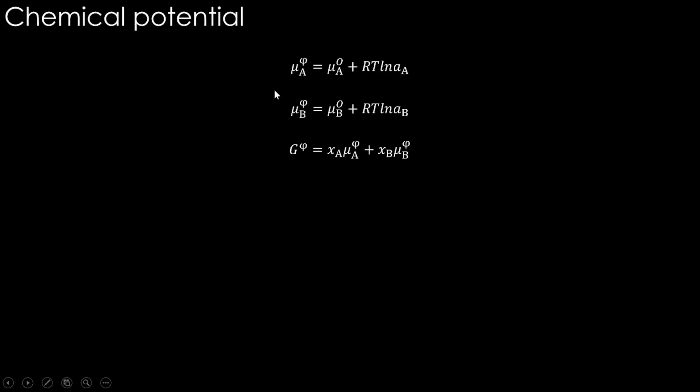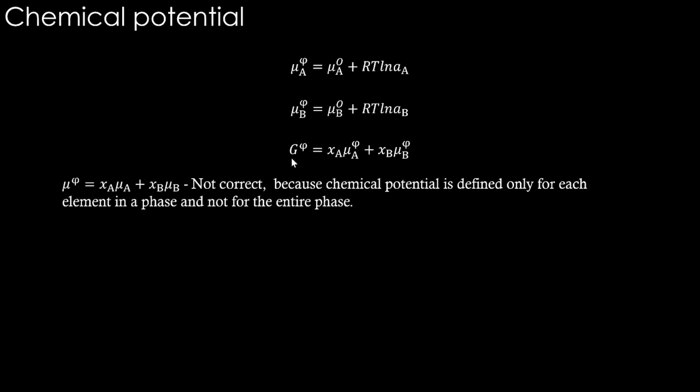If you have mu A of phi and mu B of phi, using the rule of mixtures we can get the Gibbs energy of the entire solution. Often one mistake that students make is writing mu of phi as the weighted average of these two quantities. It is not correct, because chemical potential is defined only for each element in a phase and not for the entire phase. Writing mu of a phase is not right. Mu can be there only for individual elements and G can be there for the entire solution.